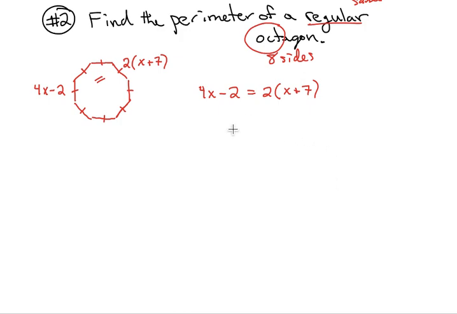So I want to give myself enough space so I'm not cramming myself into a corner. My first step, I notice that I can distribute. So I'm going to bring down that 4x minus 2, bring down the equals right in the middle. 2 times x is 2x, and 2 times positive 7 is a positive 14. So now again, I'm going to get x by itself.